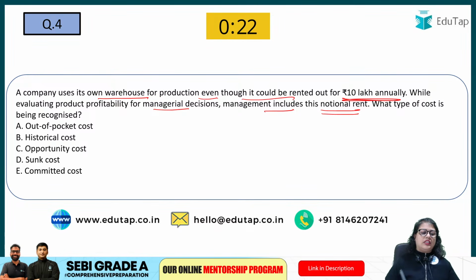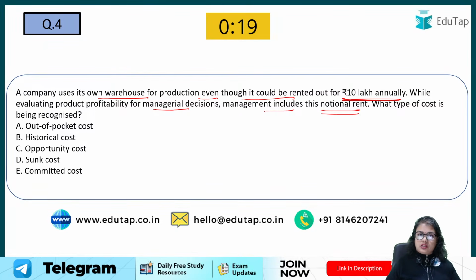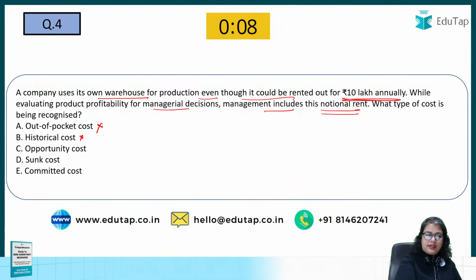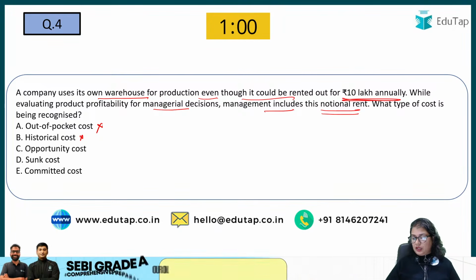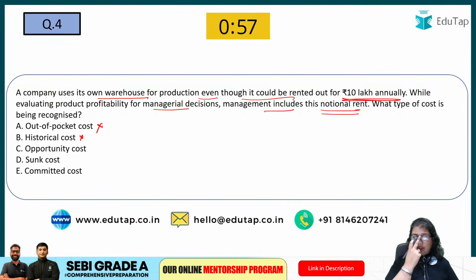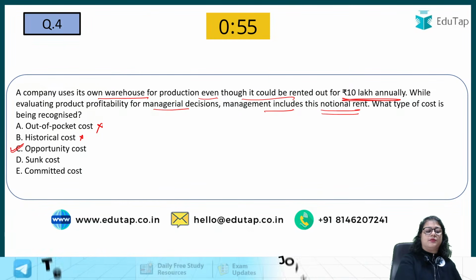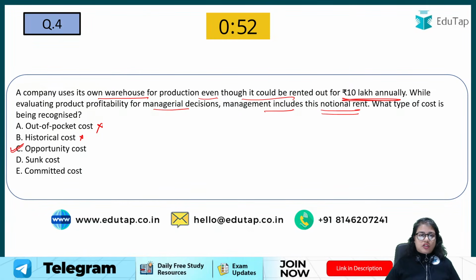So what type of cost is being recognized? Is it an out of pocket cost? Because this is notional, so we are not paying it out of our pocket, so hence this is not the correct option. Then historical cost, again we have not incurred this cost, so this is not historical, right? Then is it opportunity cost? Yes, because this is the sacrifice you are making when you are using your own warehouse for the production. So hence this is the opportunity cost. This 10 lakh rupees, this is the opportunity cost, hence this becomes the correct answer, right? Because you are not paying it out of your pocket, but this is the sacrifice that you are making. Then sunk cost, of course this is not a past cost also, so this is also incorrect.